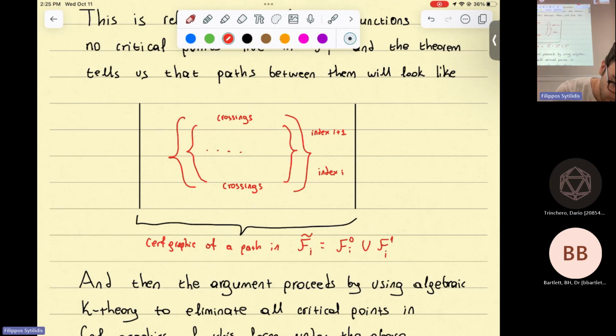So on the left-hand side, I have functions f and f prime with no critical points. They're elements of Fi naught. Just write the f in Fi naught. And they happen to be in that part of Fi naught which actually has no critical points. Exactly. Okay.